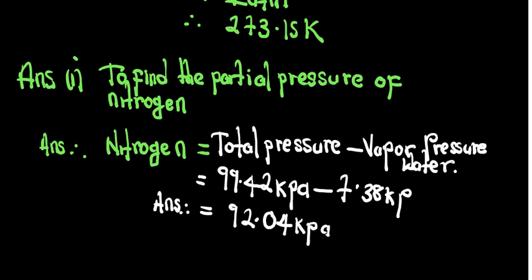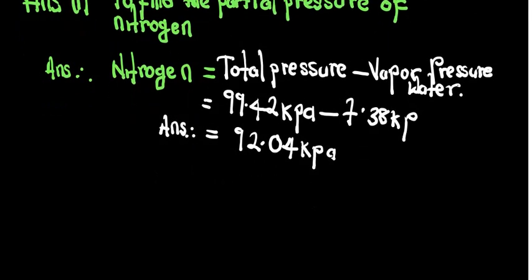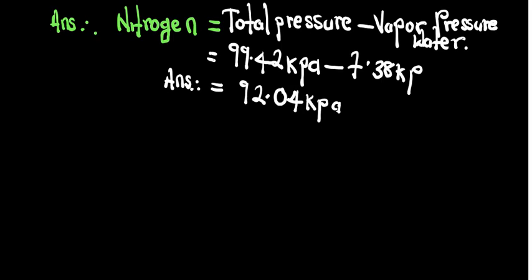So remember, they told us we are having nitrogen, which is collected over water at 40 degrees. The first part of the question is saying determine the partial pressure of nitrogen if the total pressure is 99.42. So what are we supposed to do? To determine the partial pressure of nitrogen, you're just going to find the difference between the total pressure and the vapor pressure of water. So that is how you deal with the first part of the question. All right. So now let's move on to the second part, that is question 10, part 2.